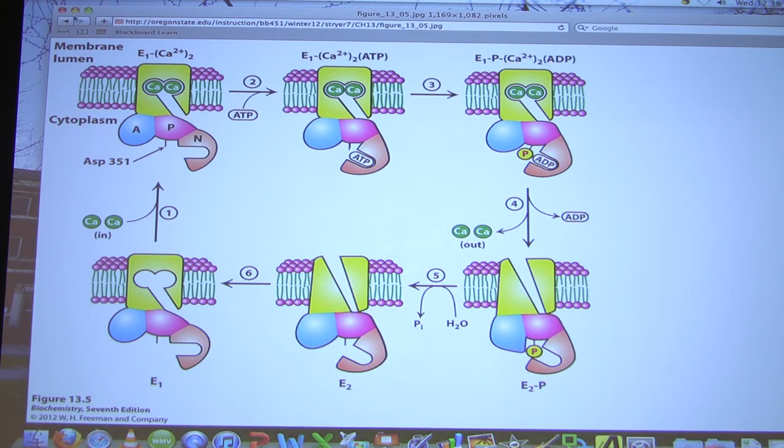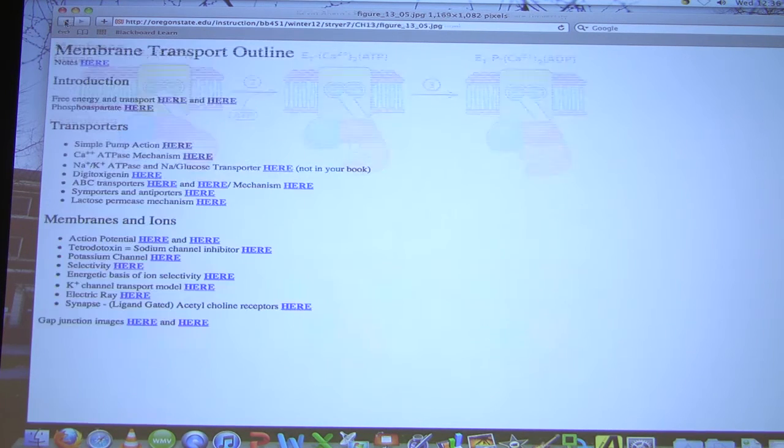Okay. So that is how a P-type ATPase works. I call it a PTP, a P-type ATP transport protein. Some people also refer to it as a P-type ATPase. So both of those terms are acceptable.